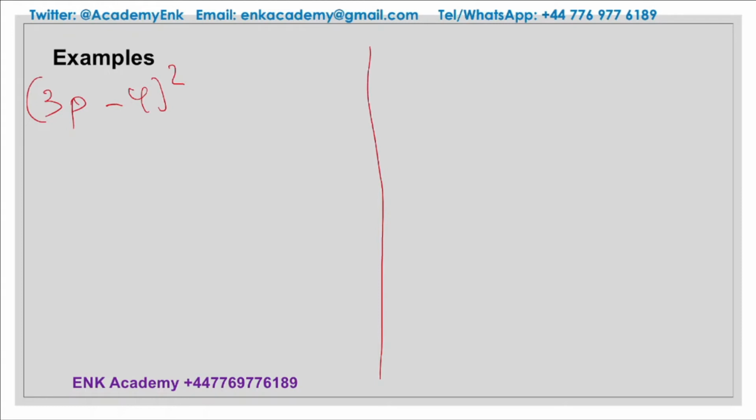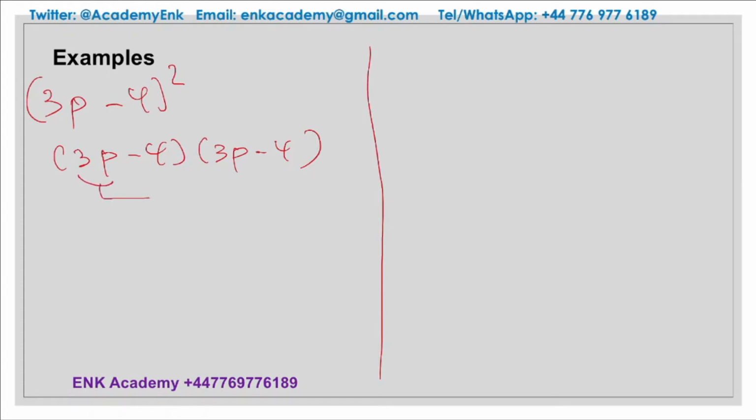If you have a number squared, that just means that number multiplied by the same number. In this case, we have (3p - 4) times (3p - 4). And then you have the choice to use the grid or just multiply out the parentheses.